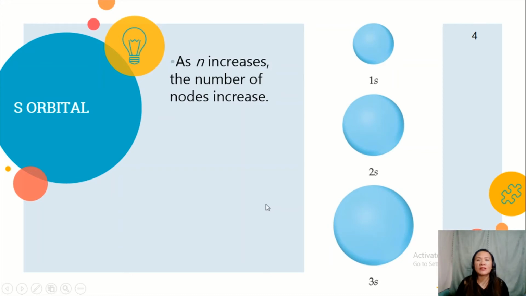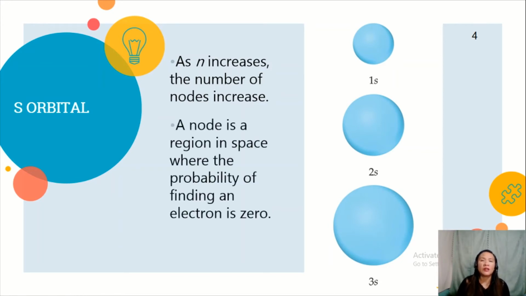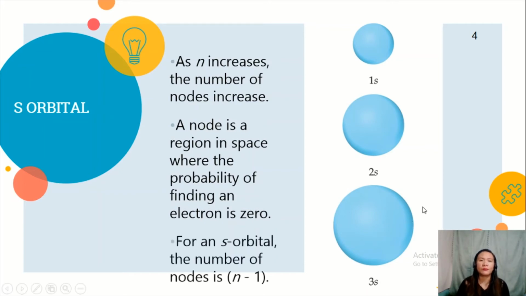Take note that as n increases, the number of nodes also increases. What do we mean when we say node? This is a region in space where the probability of finding an electron is 0. However, if you notice, the s orbital actually does not have a node. So for an s orbital, the number of nodes is n-1, which is 1 minus 1, so 0, which means that for the s orbital, we actually do not have a node.